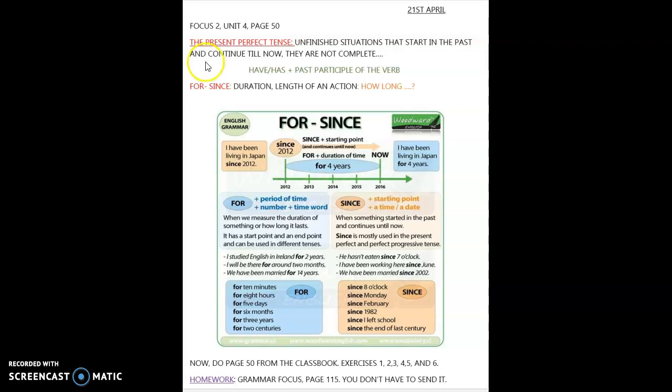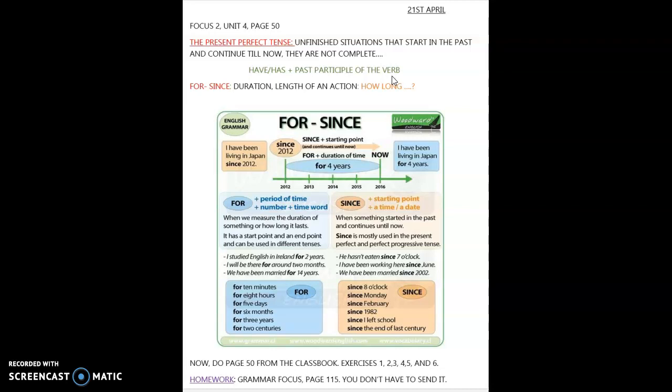Last year you studied the present perfect tense. We know that it is a tense that is used for actions that are not complete, that is, unfinished situations that start in the past and continue till now. Yes, they are not complete, they are not over. How do we form this present perfect? Have or has, depending on the pronoun, plus the past participle of the verb. That is, if it is a regular verb, we add -ed. And if it is irregular, you had the list of verbs. Remember, for example, been, gone, spoken, taken.